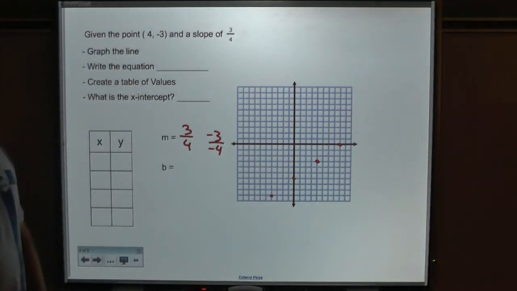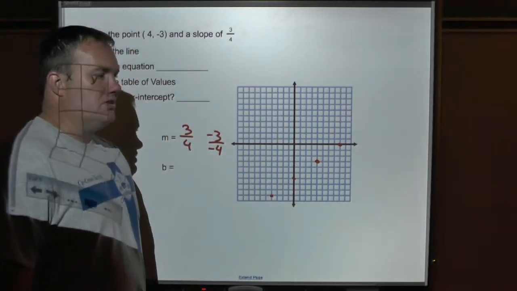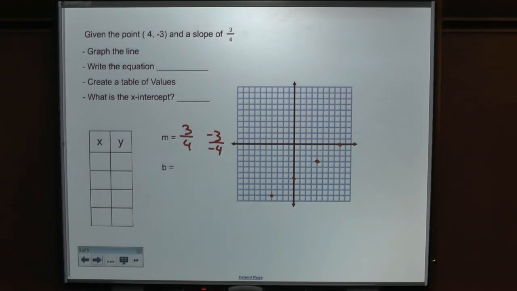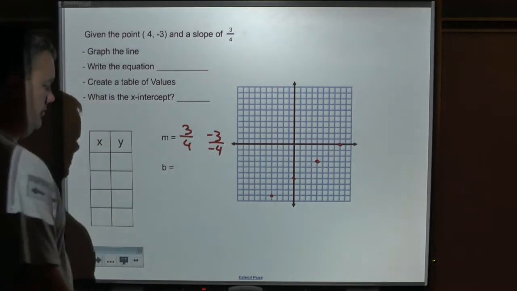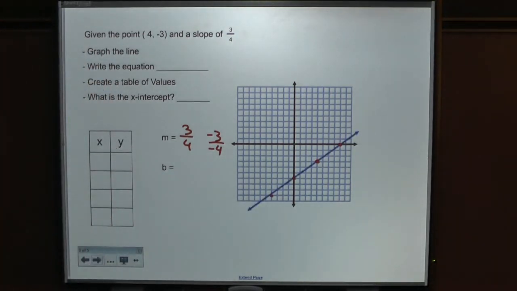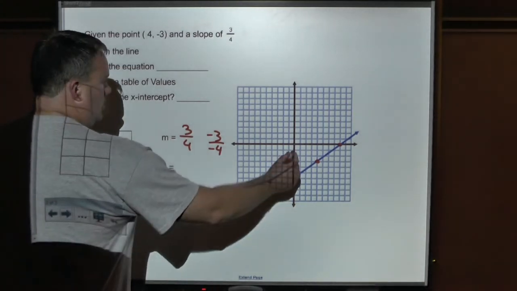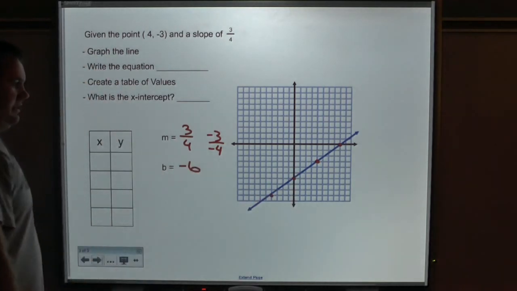Now, one of the reasons why I would do this is because if you have to write the equation, one of the things you need is your y-intercept, where the line crosses the y-axis. So, if it doesn't give it to you, then you might need to go backwards to get to that point, so you can figure out what it is. So at this point, now you know what your y-intercept is. And the y-intercept in this case is 1, 2, 3, 4, 5, 6, so negative 6.